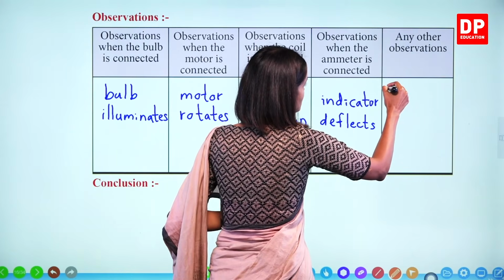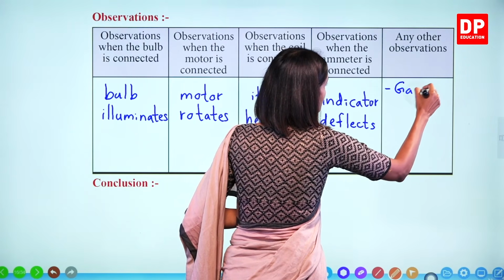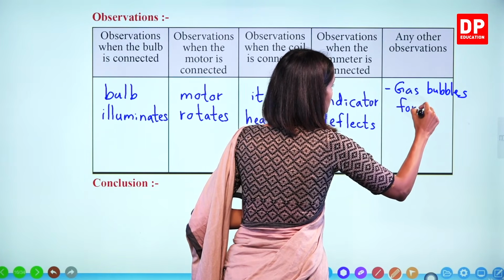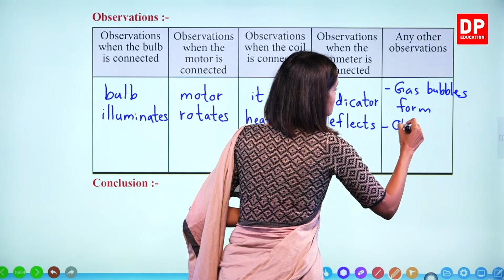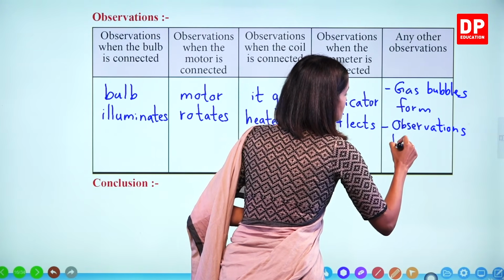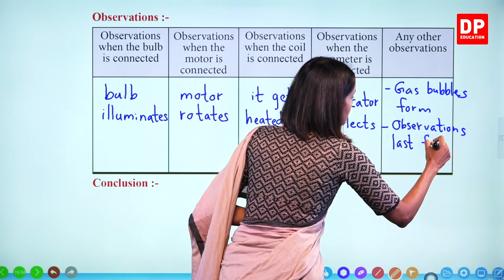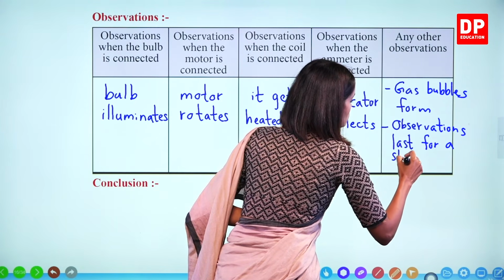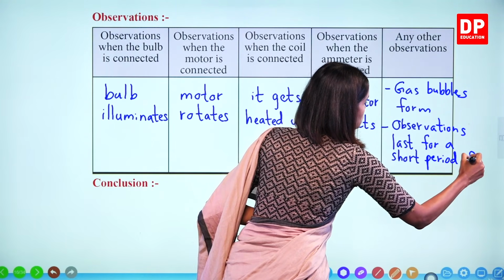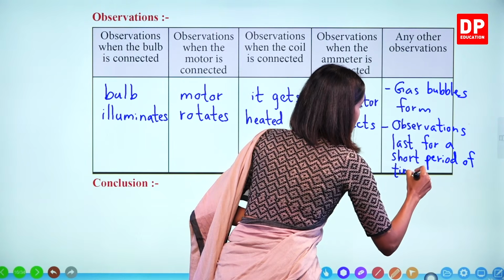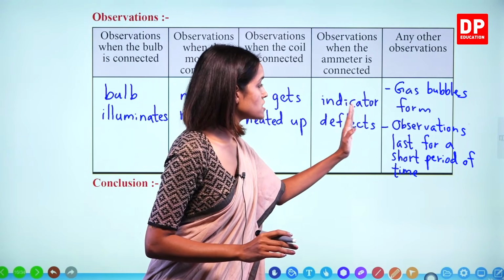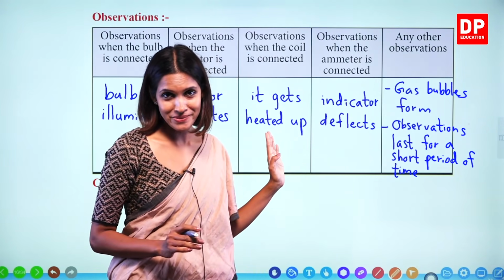Any other observations? Gas bubbles form and observations last for a short period of time. Okay, gas bubbles form and observations last for a short period of time.